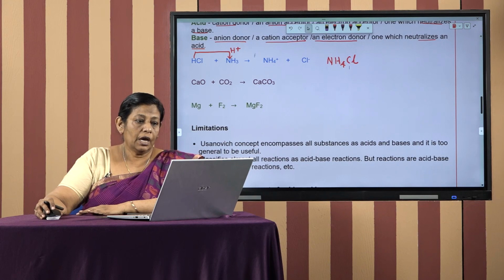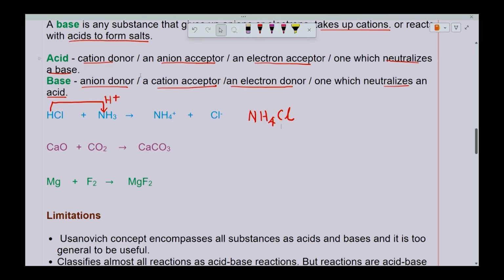Now here we have the concept that H+ is a cation, because it is positively charged. You can see that a cation donor, what is that? It is an acid. So HCl is an acid.